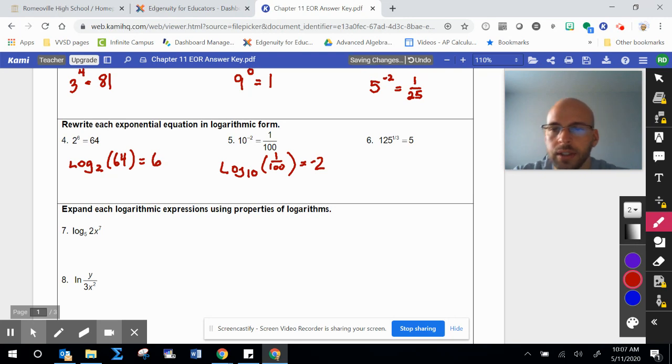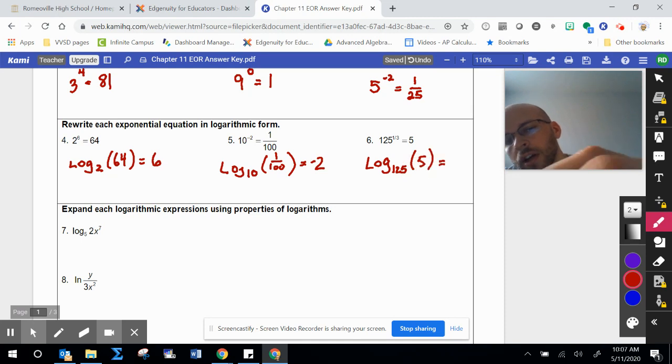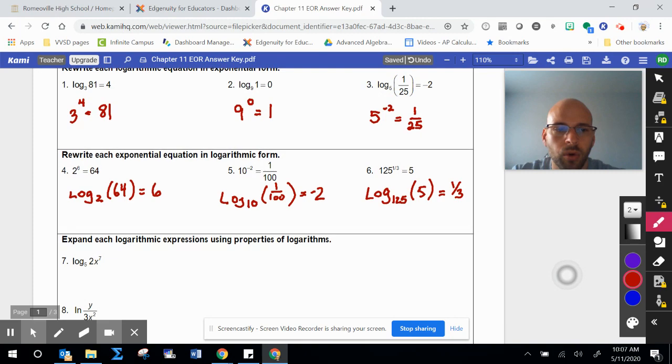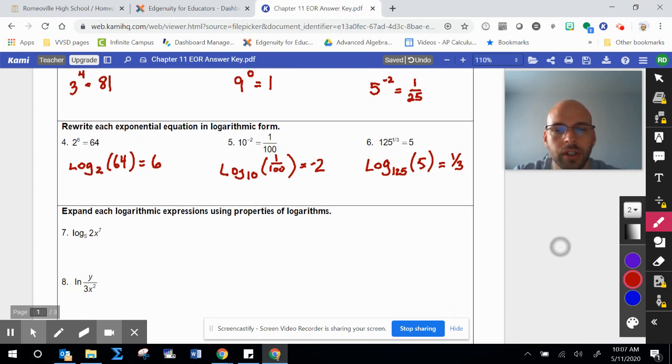So translating from one form to the other. I have the log, it's got a base of 125 of 5, which is equal to my exponent, which is 1/3. So this is translating, or rewriting, from one form to the other.